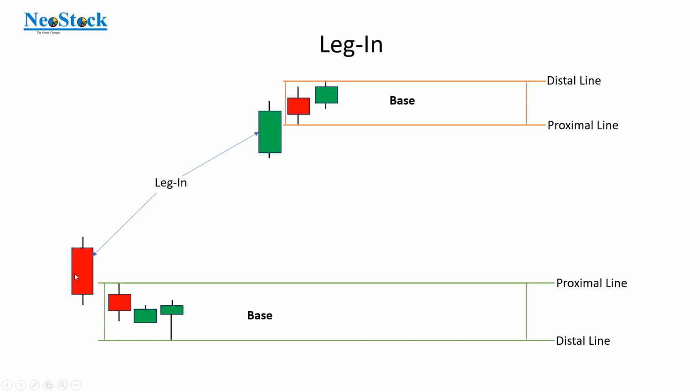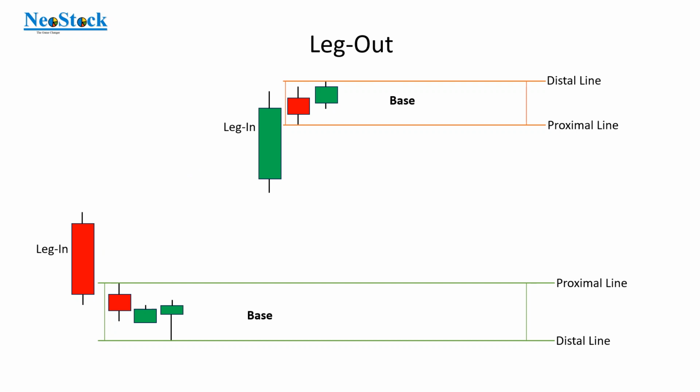Look at these candles. It is a medium size candle. A legging could be a medium size candle or it could be a large candle. Both are valid. So this is a legging and then we have a base. Here also we have a legging and then we have a base. A base has two lines: one is the proximal line and the other is the distal line. The nearest to the price is proximal and the farthest from the price is the distal.